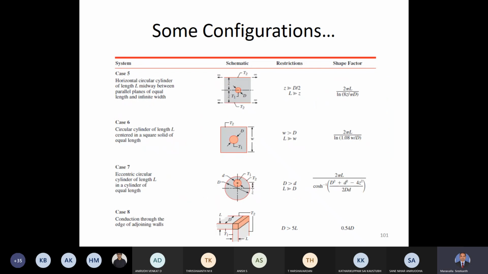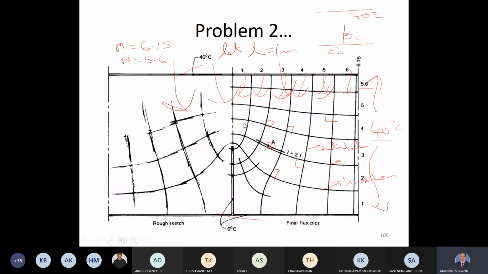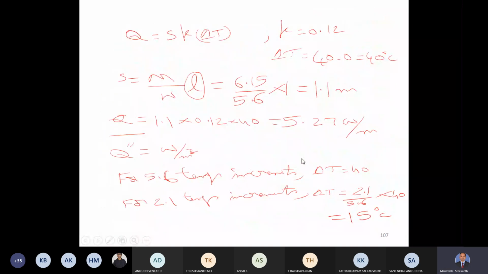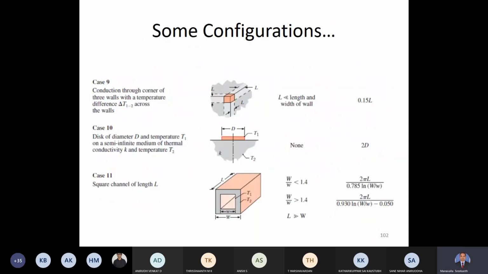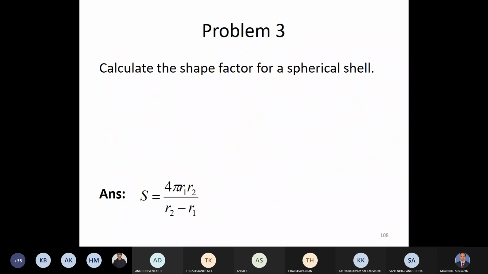So you may ask, how did we come up with these things? Such things we cannot come up with, see, equations involving logarithms and trigonometric functions, from the flux plot, right? Using the flux plot, we could find out the numerical value of the shape factor, but not any analytical equation for the shape factor. So how did we get this shape factor? Let me demonstrate now.